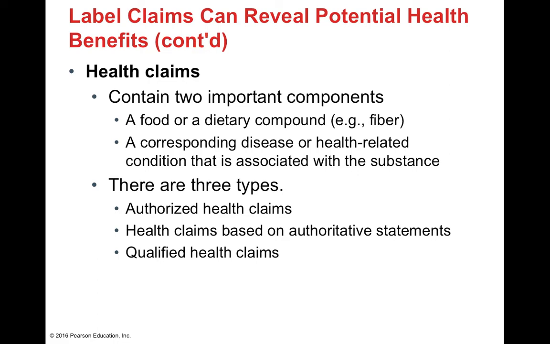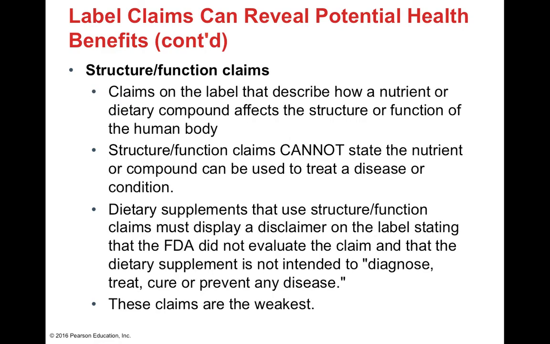We also have health claims that have 2 different components: the food or dietary compound that they're referring to, and a corresponding disease or health-related condition associated with that compound. And we have three main types of health claims. One, authorized health claims. These are claims that we know to be true, that have been authorized by the FDA. Two, health claims that are based on authoritative statements. These might not be as strong, but they do have some demonstrated information to back it up. Three, qualified health claims. These are claims that we know have been supported but might not have a lot of evidence underneath them.